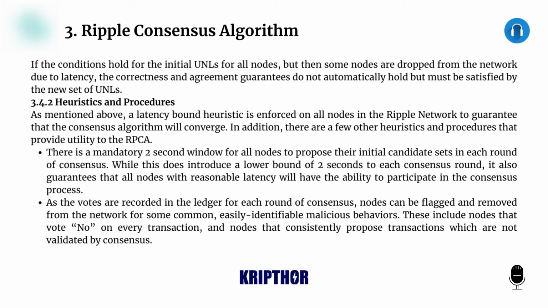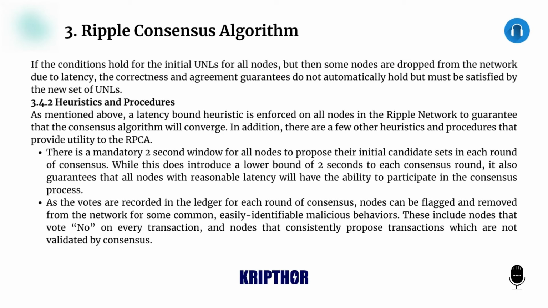3.4.2 Heuristics and Procedures. As mentioned above, a latency-bound heuristic is enforced on all nodes in the Ripple network to guarantee that the consensus algorithm will converge. In addition, there are a few other heuristics and procedures that provide utility to the RPCA. There is a mandatory 2-second window for all nodes to propose their initial candidate sets in each round of consensus. While this does introduce a lower bound of 2 seconds to each consensus round, it also guarantees that all nodes with reasonable latency will have the ability to participate in the consensus process.